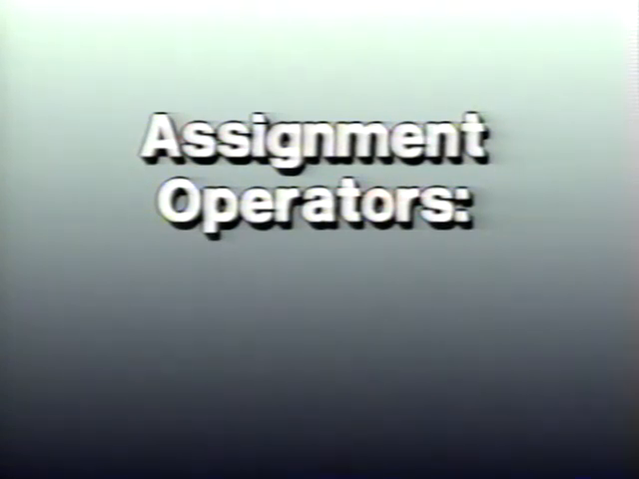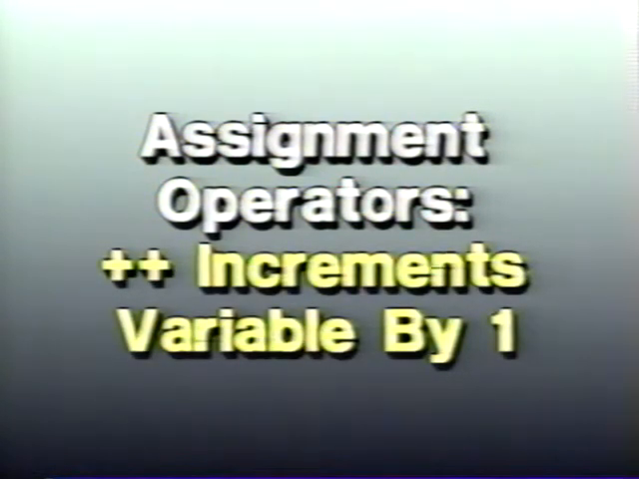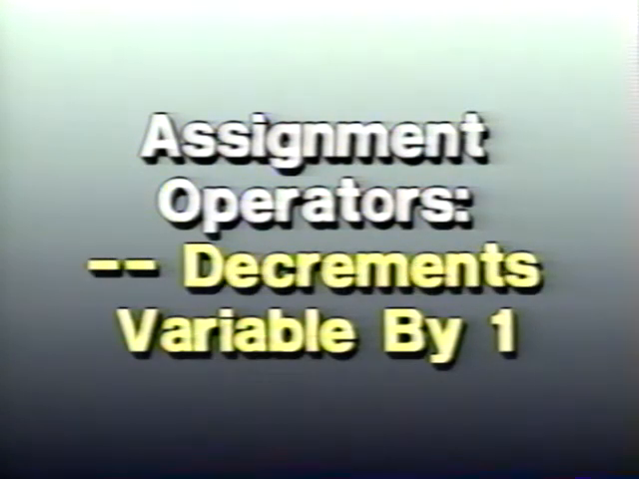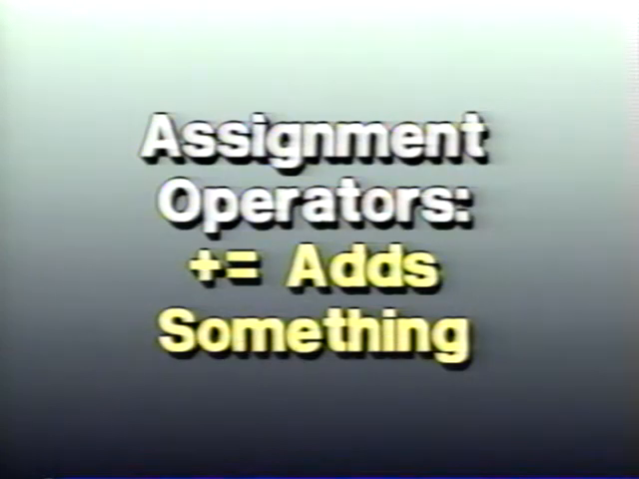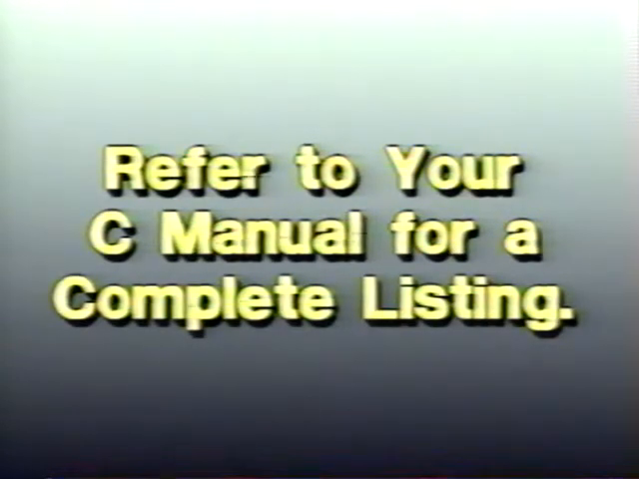There are several assignment operators in the C language. ++, which we used earlier, is used to increment the value of a variable by 1. There's also --, which is used to decrement the value of a variable by 1, or subtract 1 from a variable. There's +=, which is used to add something to a variable, -=, and so forth. There are several others. You can look in your C manual to see all of them. The most common are the ++ and the +=. Let's take a look at a program using some of these.